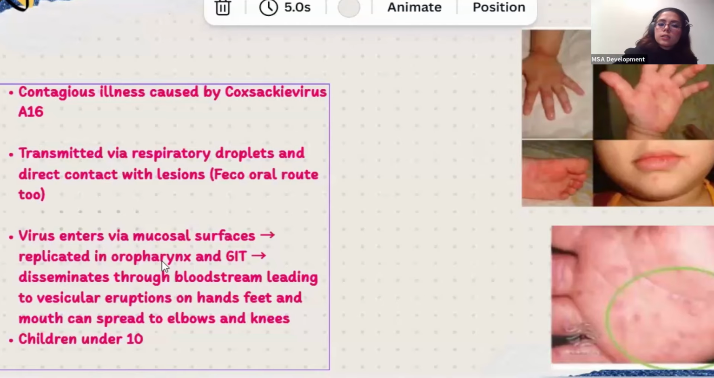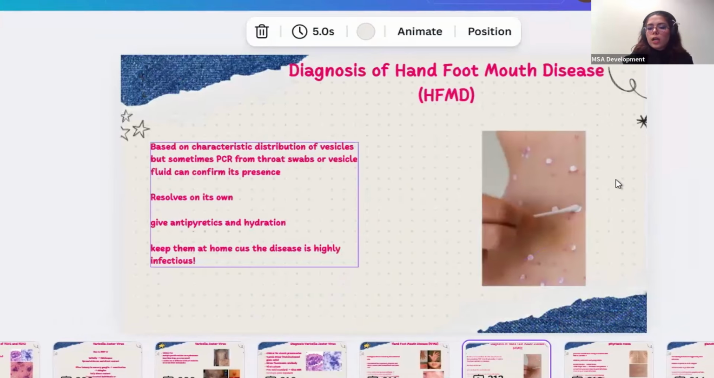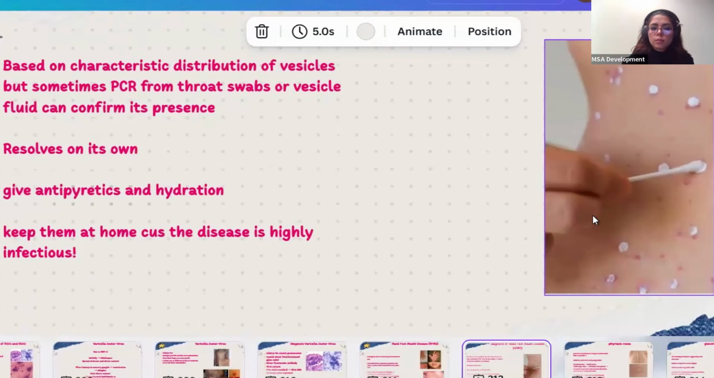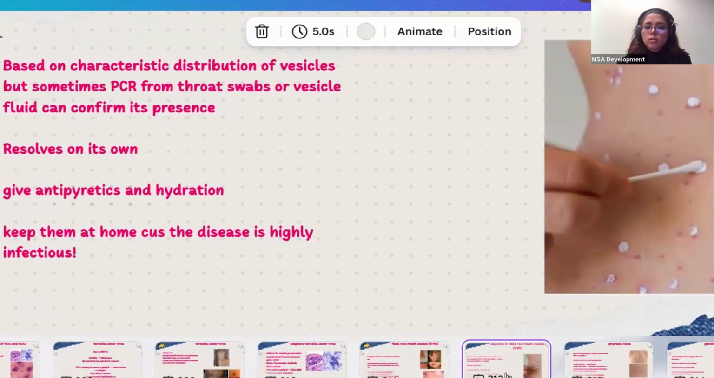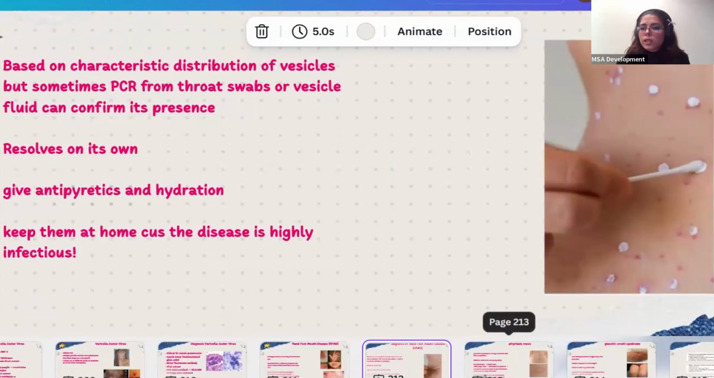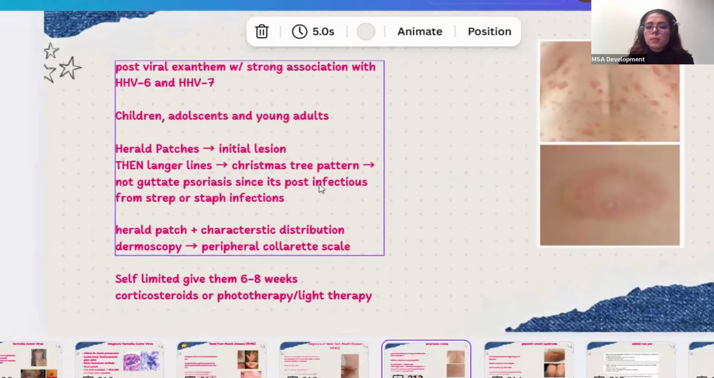It's seen in kids under 10 and it enters the mucosal surfaces and disseminates through the bloodstream, leading to vascular eruptions on hands, feet, mouth. Okay, it's in the name. You diagnose based on how the vesicles look, but you always do PCR to confirm its presence. It resolves on its own; give supportive care, like anti-nausea medication and hydration, and they should be fine. Keep them at home. If a kid is sick, just keep them at home.